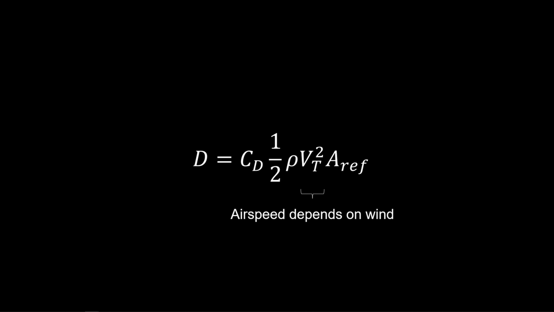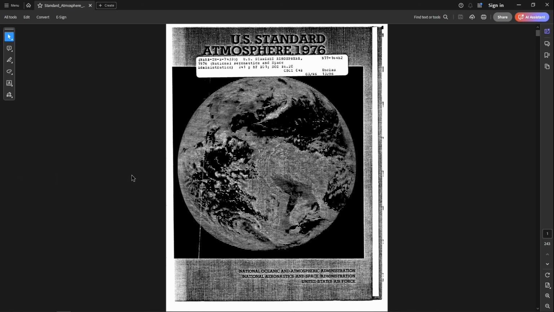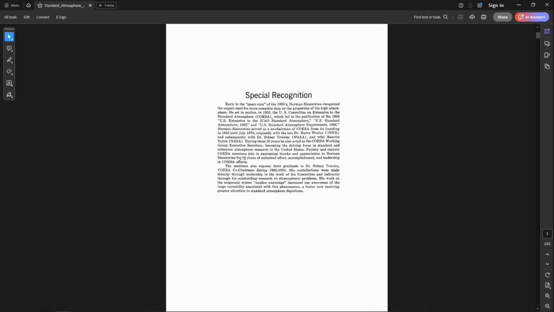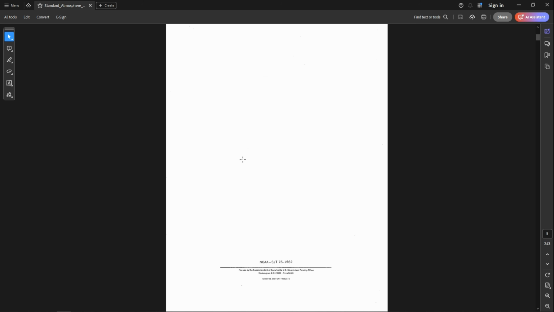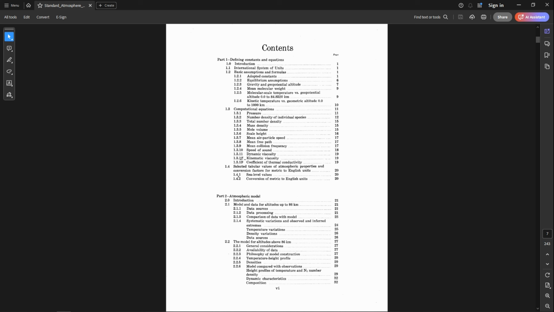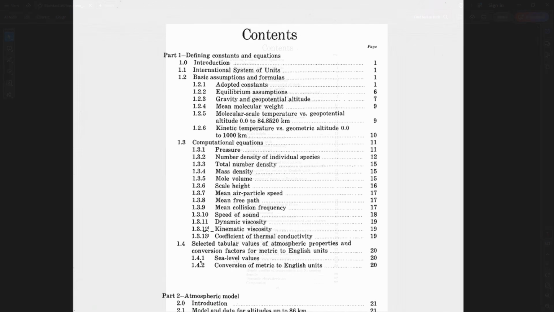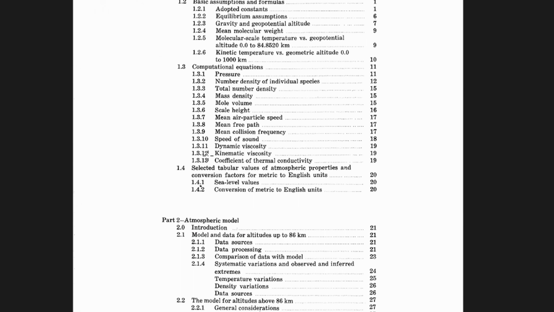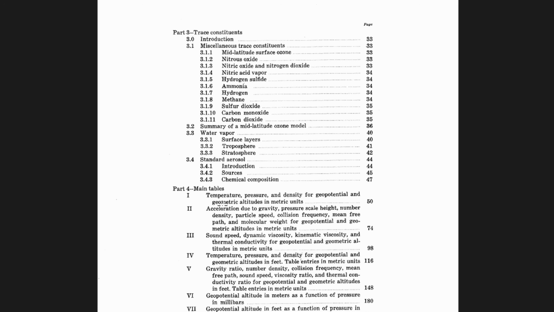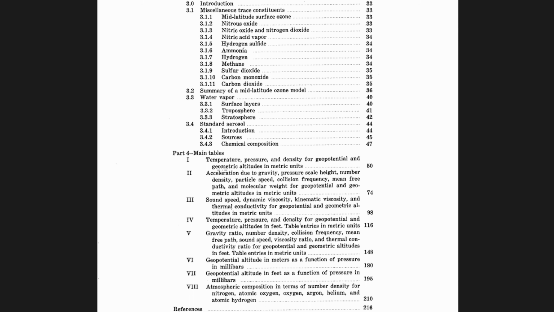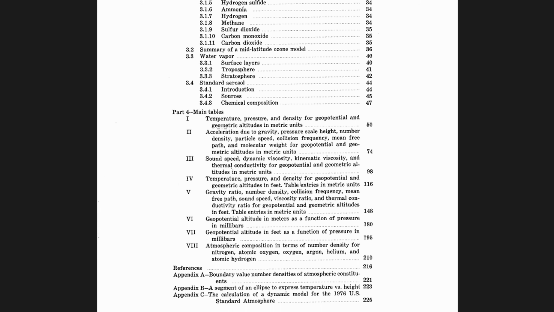And for this, we use the US Standard Atmosphere 1976 model. It's an idealized steady-state representation of the Earth's atmosphere from the surface to 1,000 kilometers altitude. The document contains 4 parts: defining constants and equations, the atmospheric model, trace constituents, and atmospheric data tables.